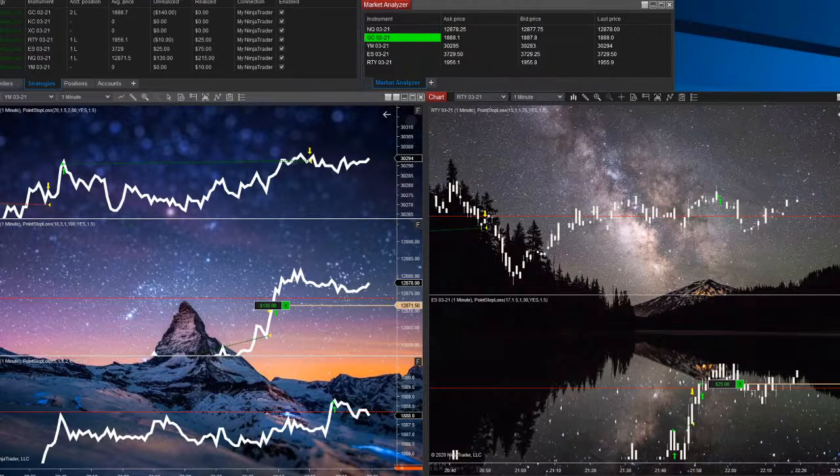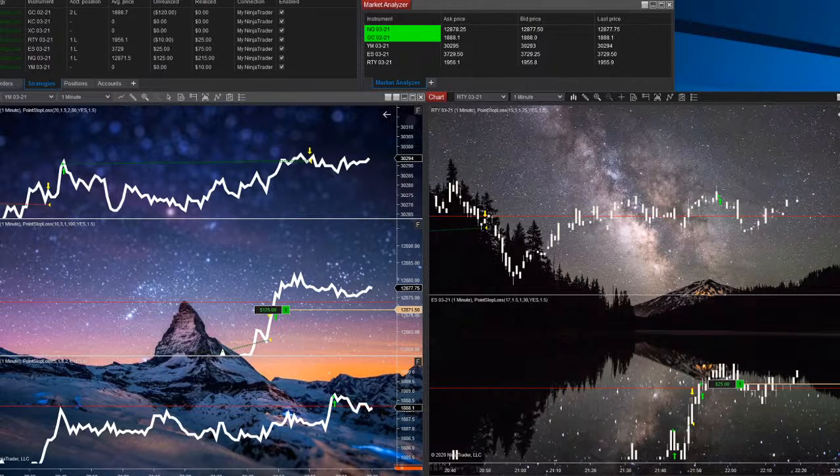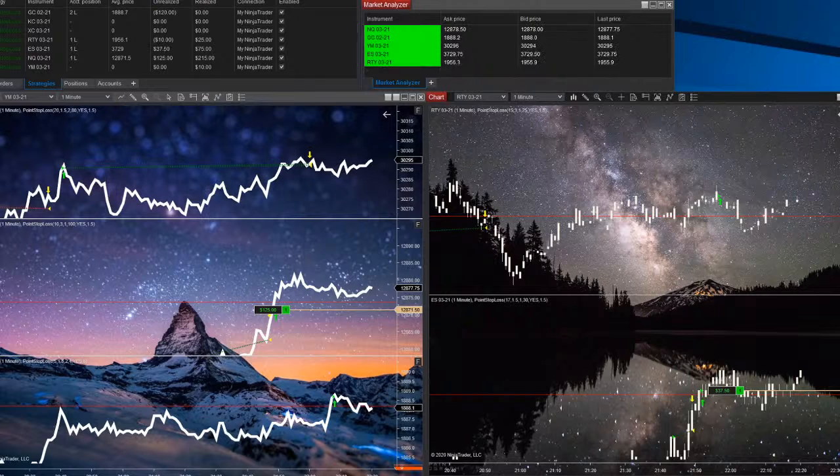So still, we're in 4 trades: gold, RTY, ES, and NQ. NQ, ES, and RTY are all green. Gold is a little red and kind of sideways.